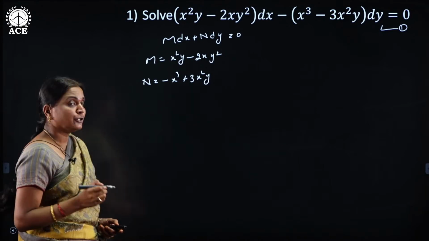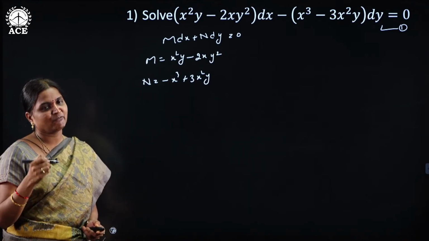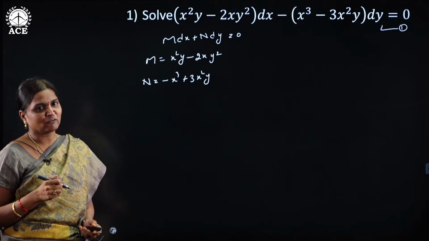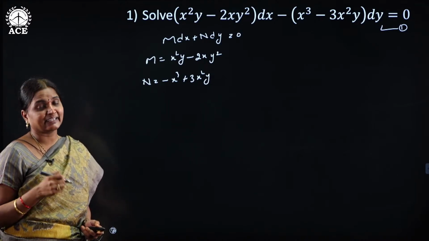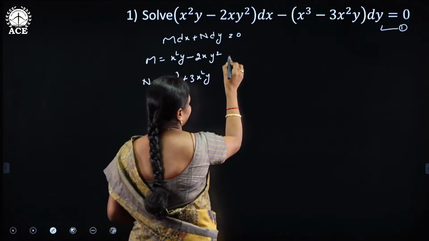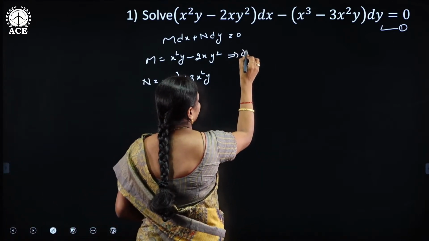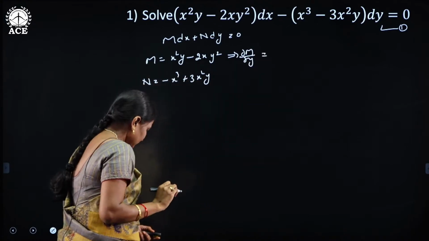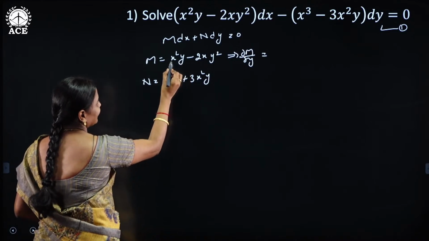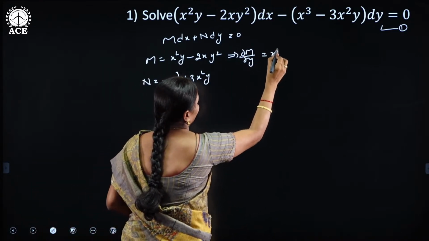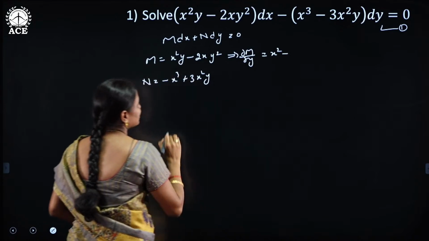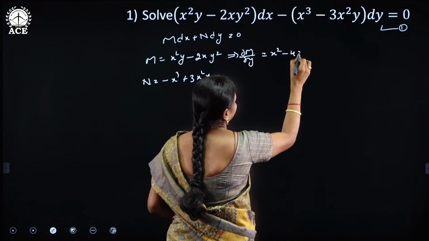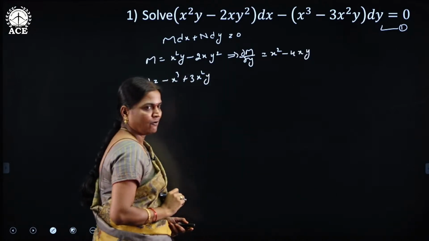To check the condition for exactness, we have one necessary condition: dou M by dou y is equal to dou N by dou x. Then it is exact. Check that. Is it exact or non-exact? First find dou M by dou y. Differentiation of y is 1, its coefficient is x square, minus differentiation of y square is 2y, its coefficient is 2x, totally we get 4xy.